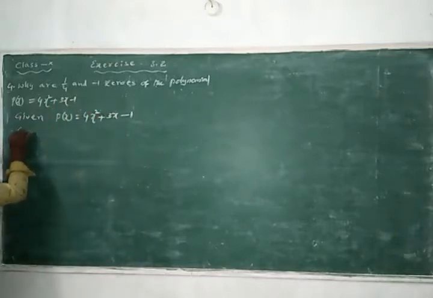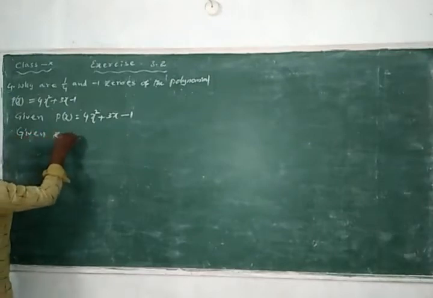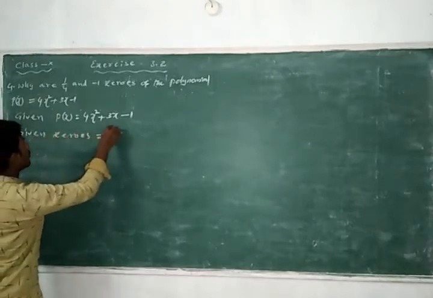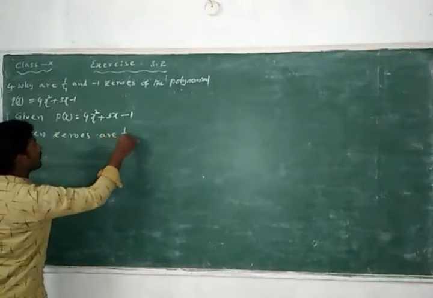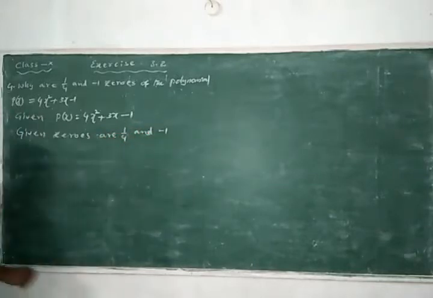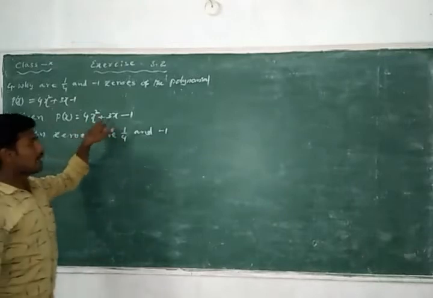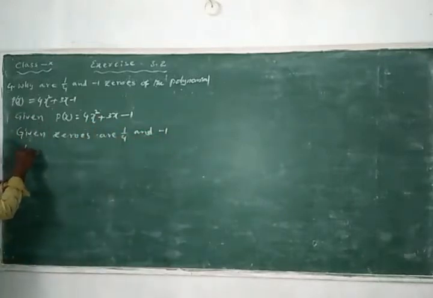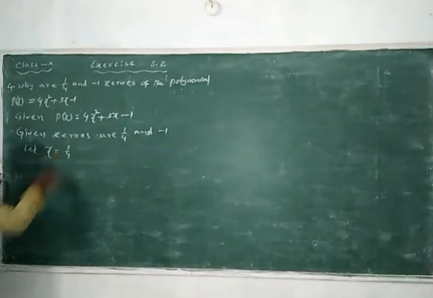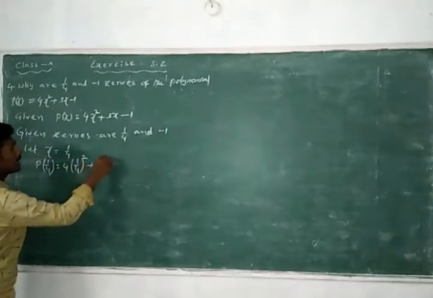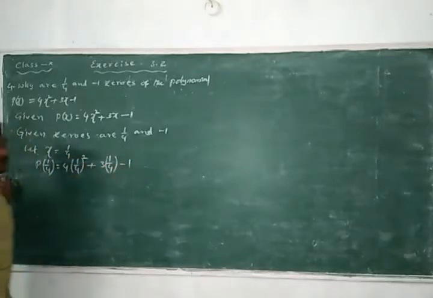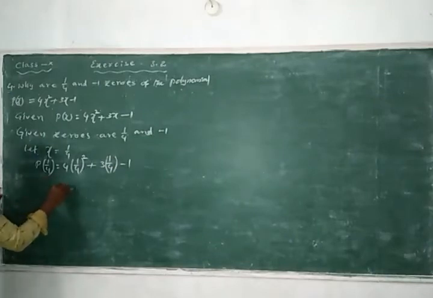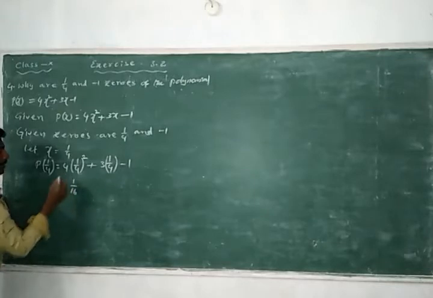Then given, the zeros are 1 by 4 and minus 1. Now substitute 1 by 4 once and minus 1 again. So let x is equal to 1 by 4. Replace the x value. Now p of 1 by 4 is equal to 4 into 1 by 4 whole square plus 3 into 1 by 4 minus 1. Now 4 into 1 by 4 whole square means 1 by 16.